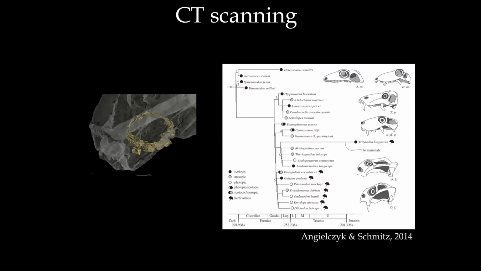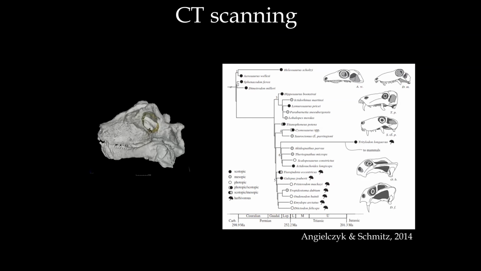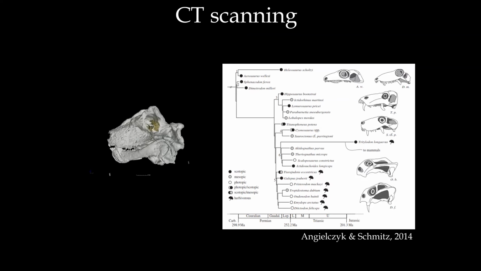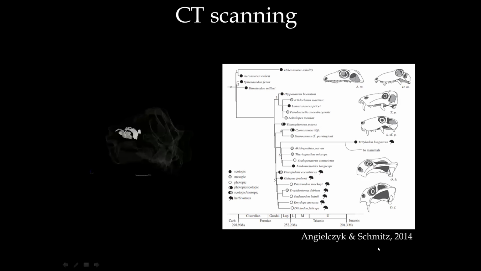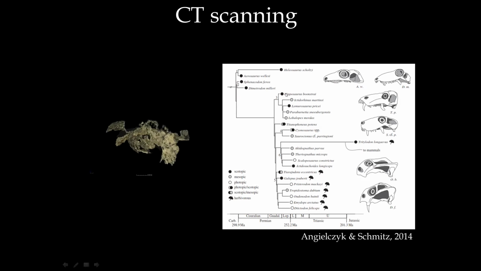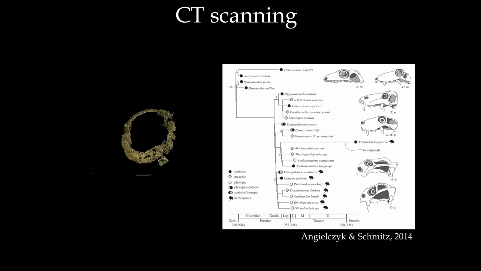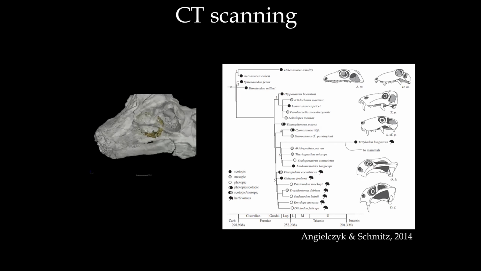So here is an example. It's the sclerotic ring, which is the ring that goes around the eye and gives a direct access to the dimensions of the eye in extinct species. So thanks to that sclerotic ring, for example, Angielczyk and Schmitz in 2014 documented the onset of that nocturnal bottleneck here in cynodonts. So that's one example just to illustrate the kind of techniques that have enabled this progress.